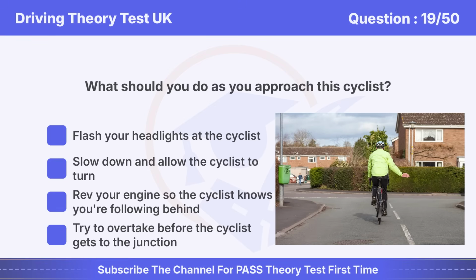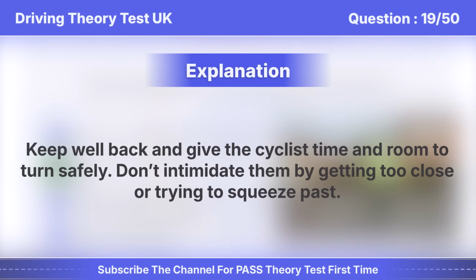Question 19. What should you do as you approach this cyclist? Answer is B. Slow down and allow the cyclist to turn. Keep well back and give the cyclist time and room to turn safely. Don't intimidate them by getting too close or trying to squeeze past.